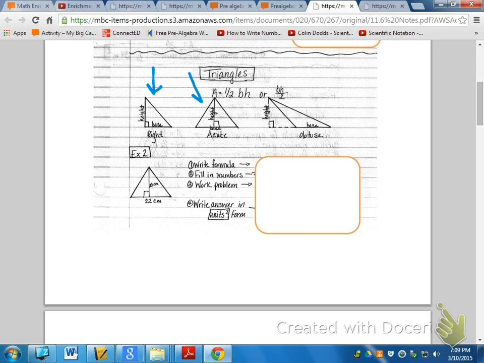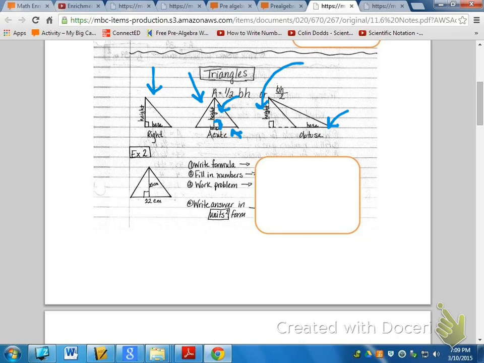For an acute triangle, the base is out here, but the height's going to be somewhere inside, and you're always looking for that right angle, and that makes sure that box, you know it is the height. And finally, obtuse. Well, obtuse is kind of a weird one because the height is actually outside of the obtuse triangle itself. Here's my base.